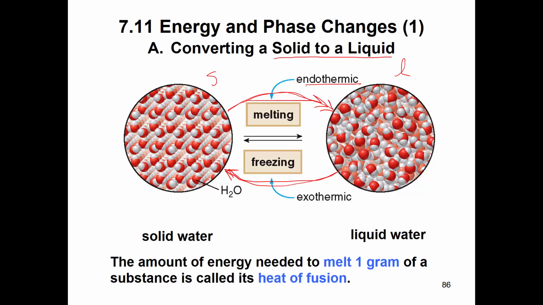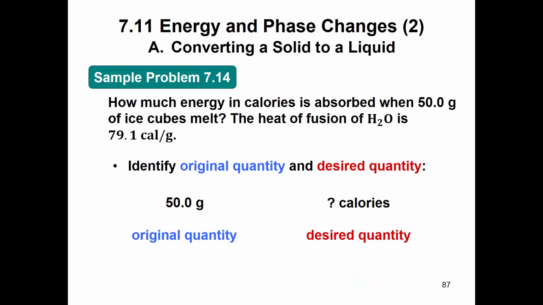The amount of heat energy needed to melt 1 gram of a substance is called its heat of fusion. The amount of energy needed to melt 1 gram of a substance is the heat of fusion. How much energy in calories is absorbed when 50 grams of ice cubes melt? And the heat of fusion of water is 79.1 calories per gram.